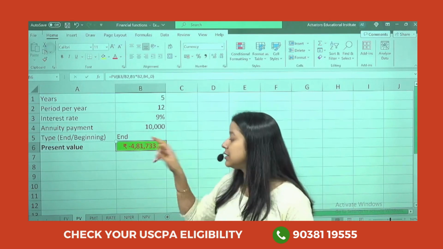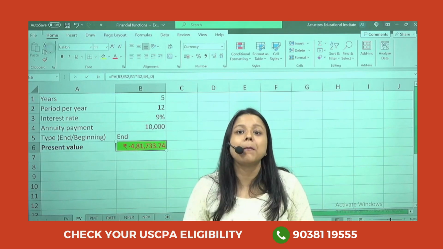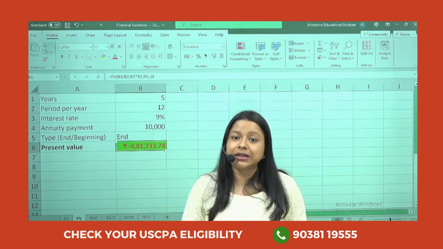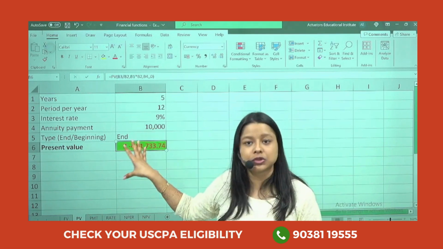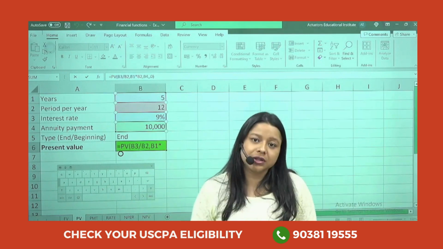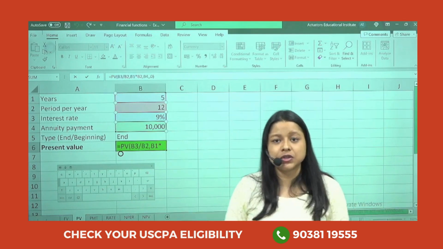Now why is it negative? Because we have considered that there are payments being made. So that is why this is a negative figure. If you are receiving 10,000, you can definitely consider this to be positive. Just insert a minus sign before this and you'll get a positive answer. That's it. That is your present value.